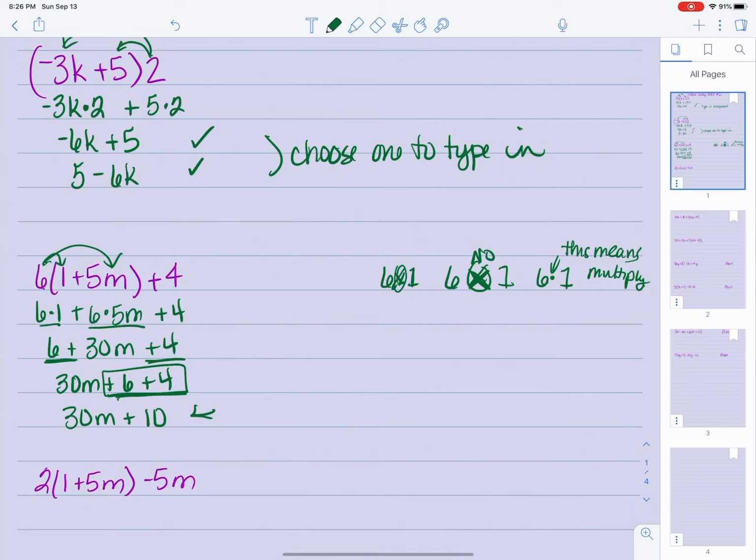Now, push pause. Go type your answer in the Google form so that you're done with that one.